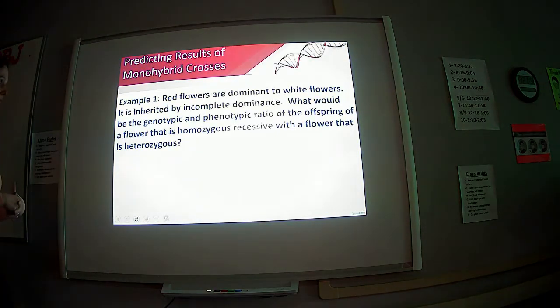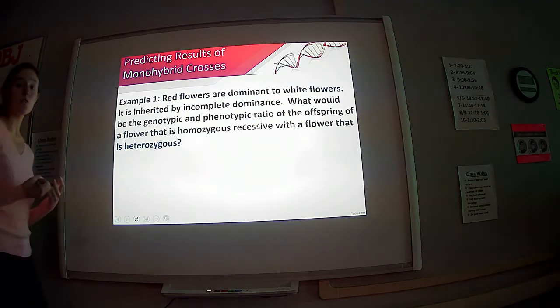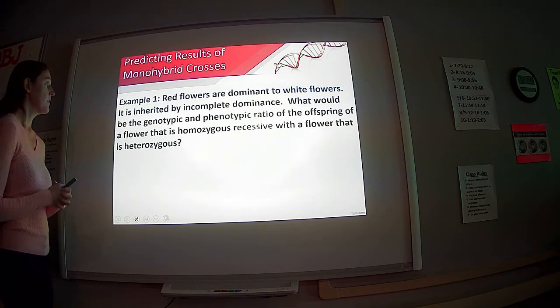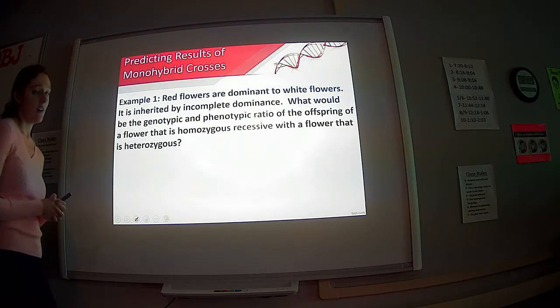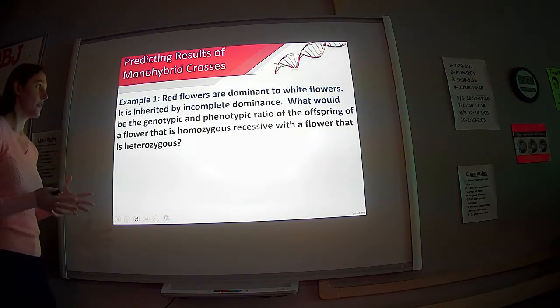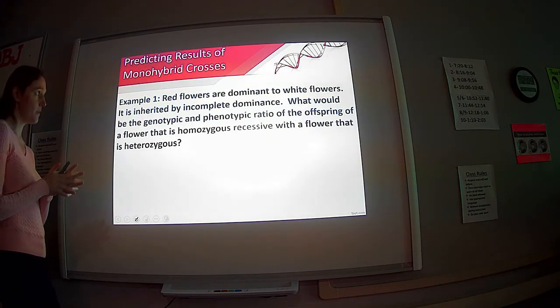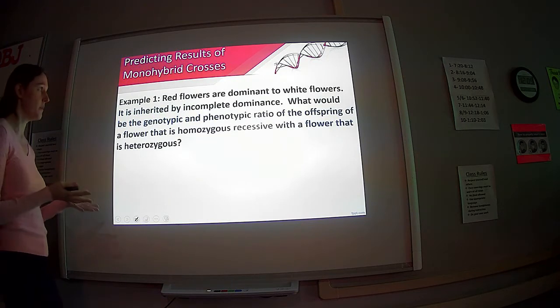So examples. Red flowers are dominant to white flowers, and most of the time, at least when we're starting off, I will tell you which one is dominant and which one is recessive. They are inherited by incomplete dominance, so we already know here that we're going to have a blending of the traits. So that means that my heterozygous is going to be pink. Red plus white would give me pink.